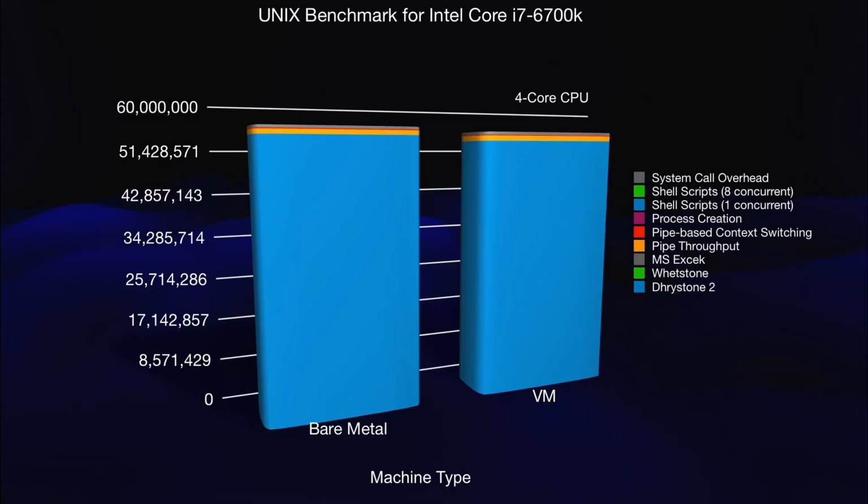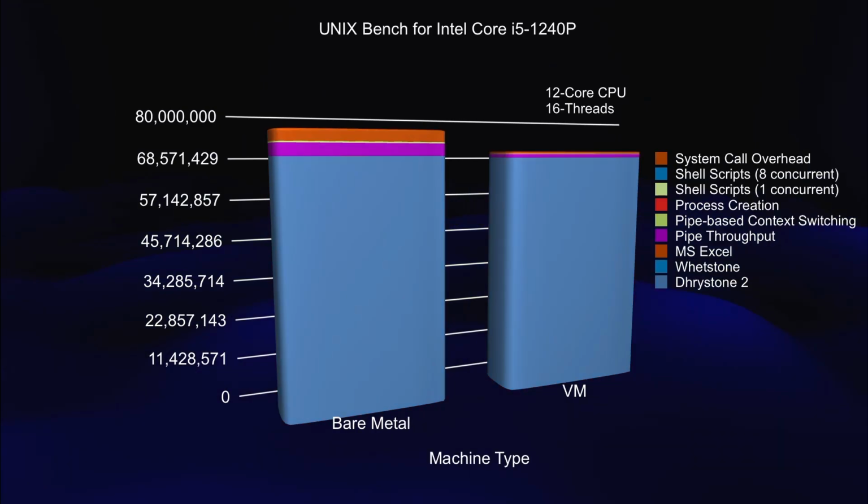Originally, this is the 6700K that I ran as my desktop way back when. I ran the Unix benchmark on it to see what I would get. And the bare metal and the KVM virtual machine were exactly the same. No difference. There was like a 0.08% difference between the two. So bare metal on that 4-core 6700 was the same as the VM. There was no difference in performance.